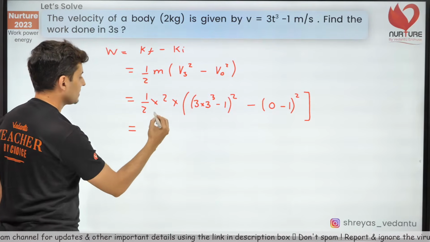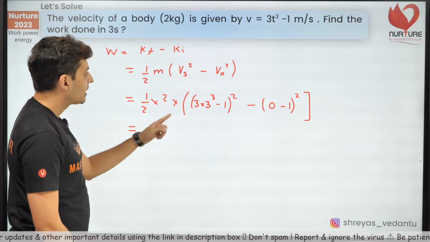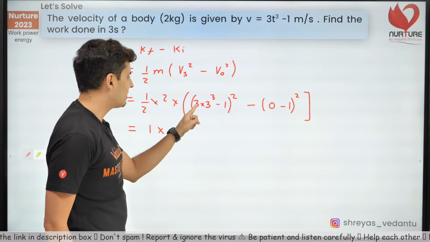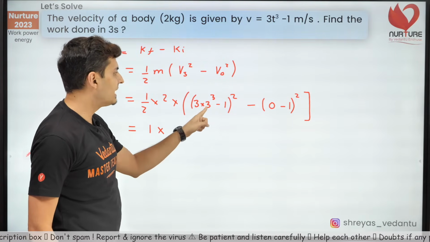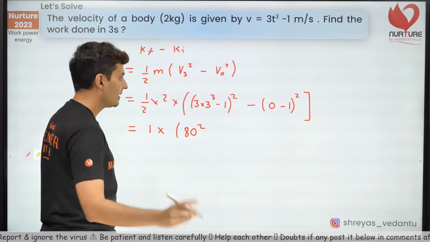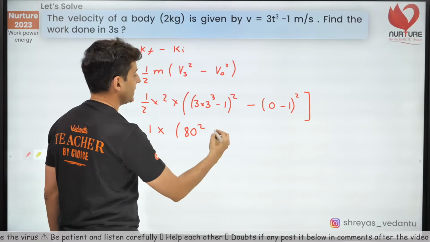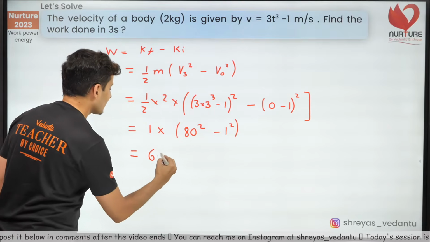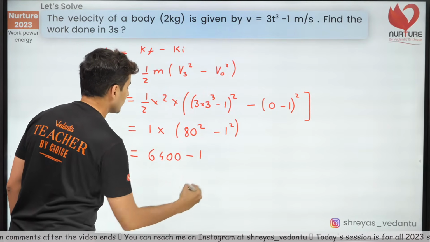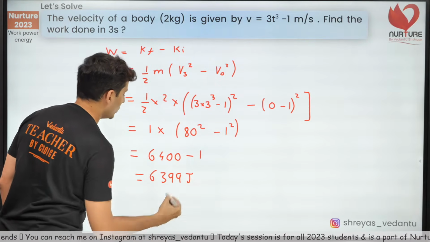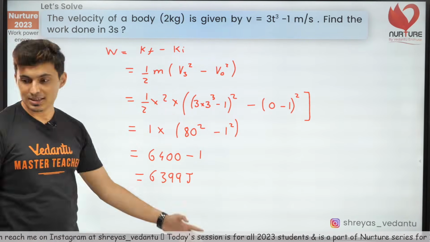Now what will this become? This will become 1. And what is this, guys? This will be nothing but 3 cube is 27. 27 into 3, that's 81. 81 minus 1, that's 80. So this will be nothing but 80 square. Correct? And on the other side, what do you have? You have minus 1 square, which is basically 1 itself. 6400 minus 1. So what is the final answer? It is 6399 joules. That is the answer. You can just get it. Everybody got it?